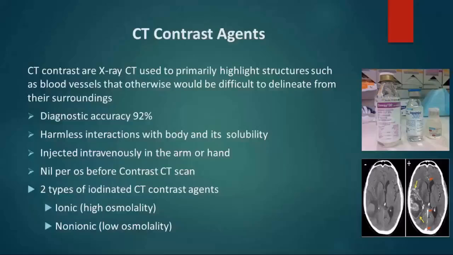And there are two types of contrast agents. We have the ionic and the non-ionic. The ionic contrast agents have high osmolarity, meaning when it gets into the blood serum, it's in high concentration. However, the non-ionic dilute easily within the bloodstream.